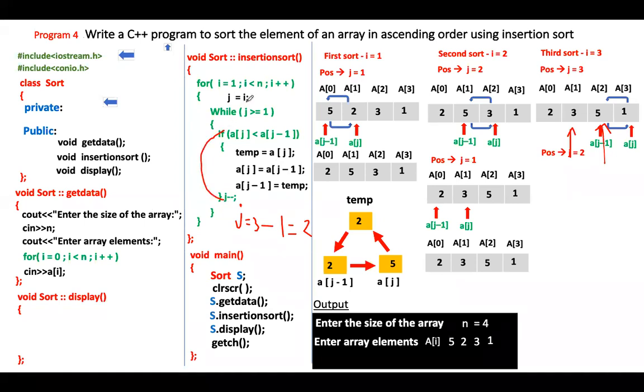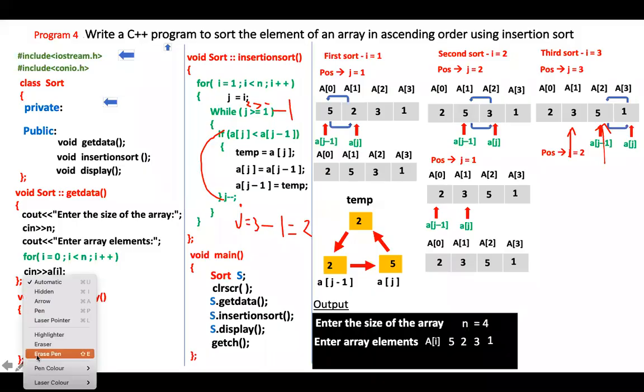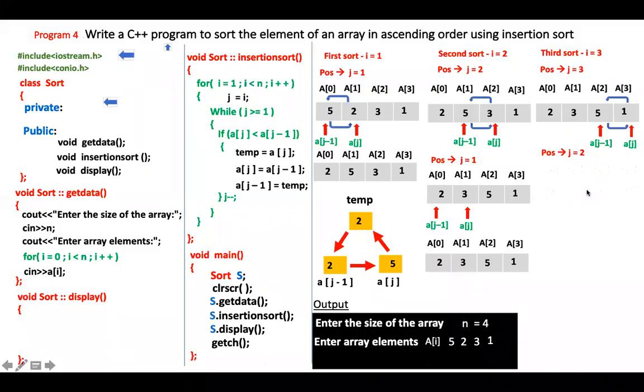It will go to the while loop. It will check, is 2 greater than or equal to 1? Yes, it is greater than 1. So it will start executing this. See, I'll show you. Now a of j will be pointing at this memory location, and next to it you will get a of j minus 1, this memory location.